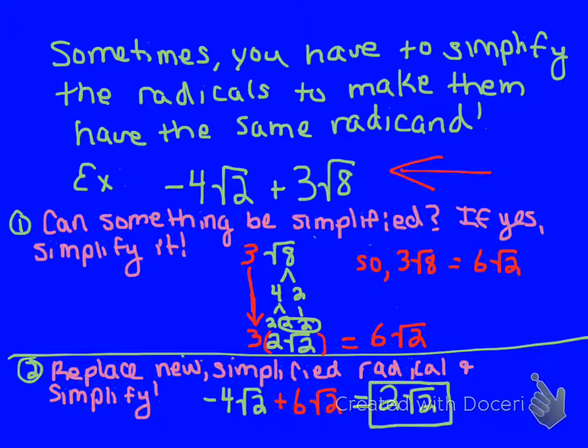Here we have negative 4 square root 2 plus 3 square root 8. Now, on first look, you may be thinking, oh, well, they don't have the same radicands, so I can't simplify them. But that is untrue, okay?